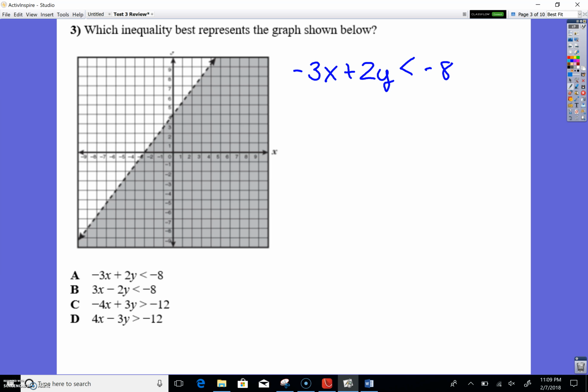So I add 3x, this cancels, 2y is less than 3x minus 8, divided by 2.